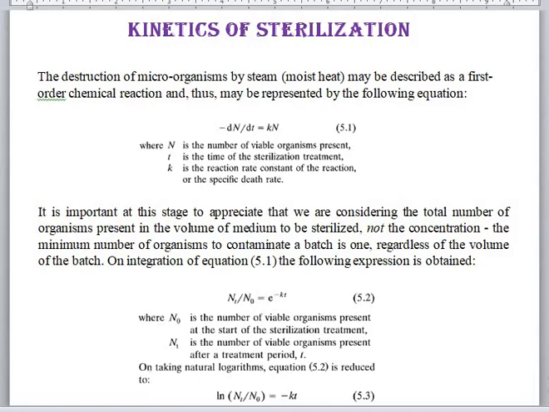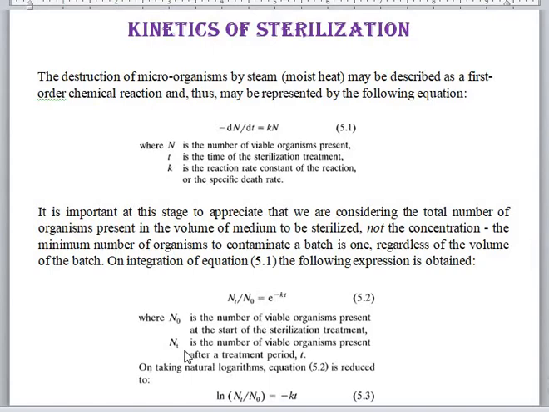Now you can integrate equation 5.1, that is, -dN/dt = KN. When you integrate, you will get Nt/N0 = e^(-Kt). What is this N0? N0, where 0 means the initial stage, is the number of viable organisms present at the start of the sterilization treatment.